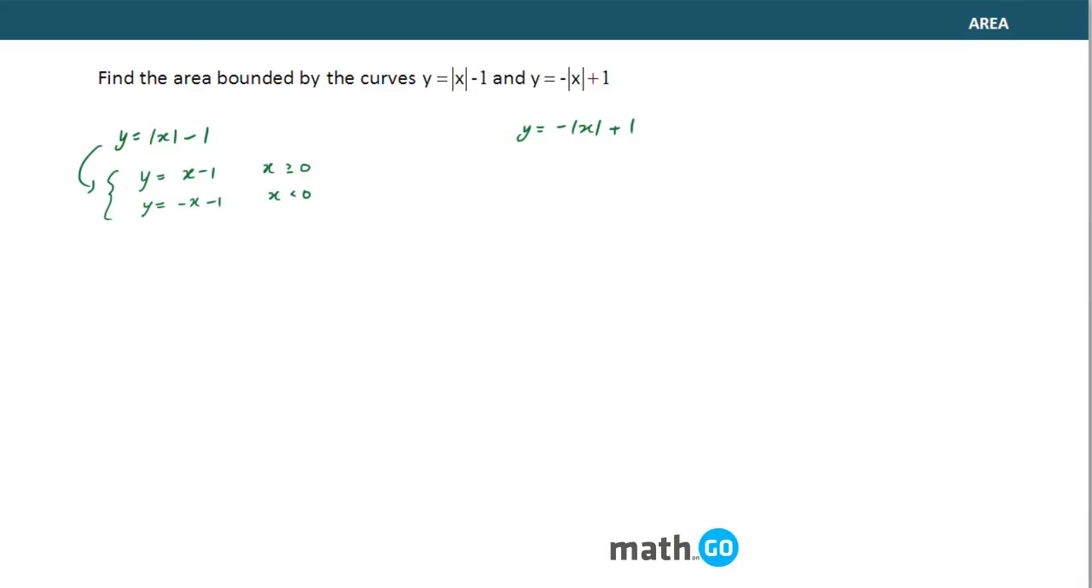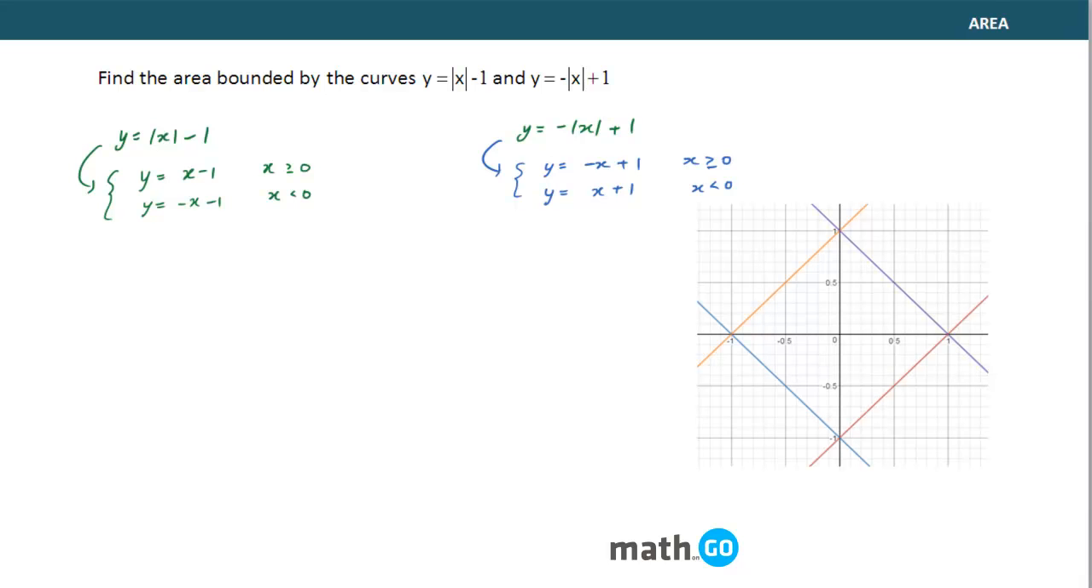And similarly we can split the other one also. If you want to split, this becomes y is equal to minus x plus 1 for x greater than or equal to 0, and y is equal to x plus 1 for x less than 0. This is what you people can say. Okay, now if you need to draw this particular diagram, let me show it on the diagram. This is the diagram that you will get. This actually forms a square, if you can see.